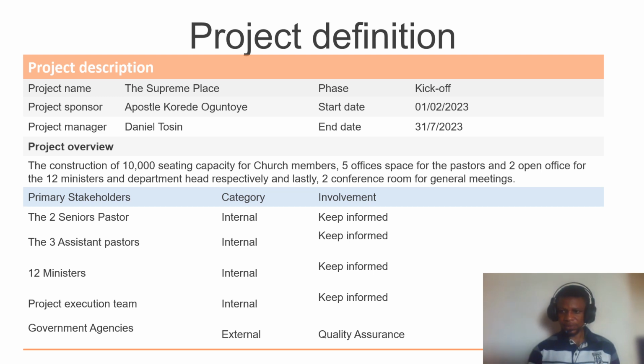All right, moving on. Looking at the primary stakeholders in the project, we have the pastors, the ministers, and the project execution team. And then we have the government agencies who supervise the building and ensure that everything conforms with the specifications, and of course that the building has the necessary structural integrity.